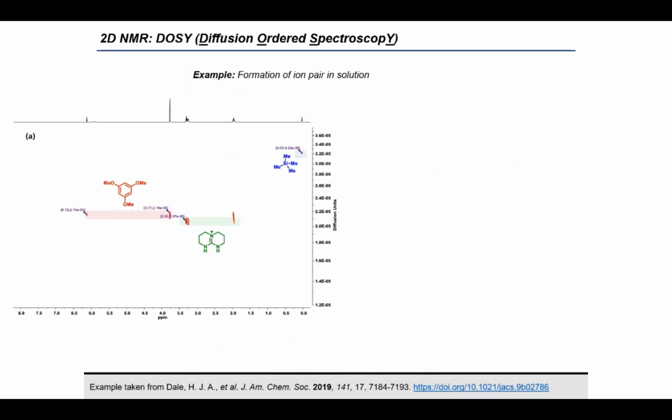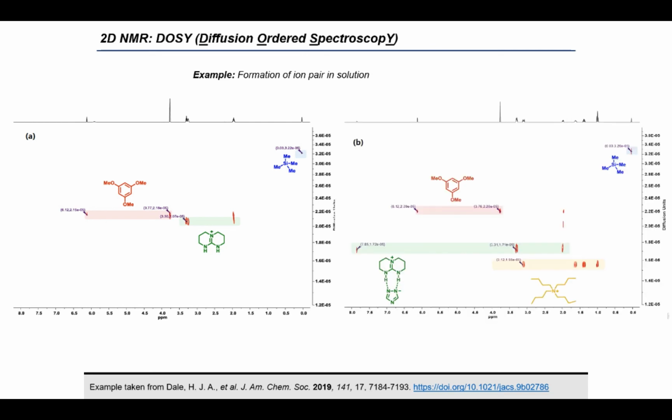Another example of the use of DOSY is in this particular case here, which has been used to demonstrate formation of an ion pair. So we can see the DOSY spectra of these 3 samples all mixed together, and we can see that when another component is added, one of those species dramatically changes in diffusion coefficient, showing that it must be forming associations with a different molecule in solution.